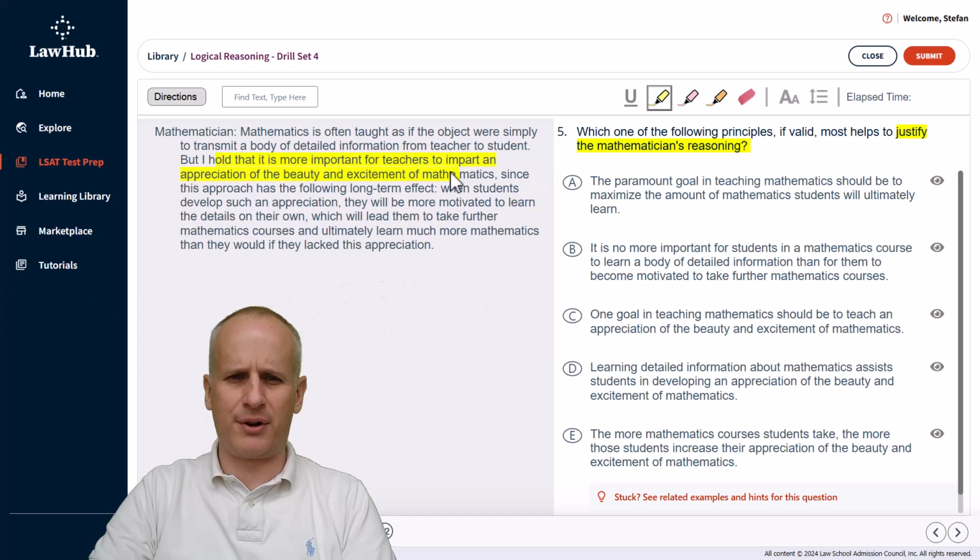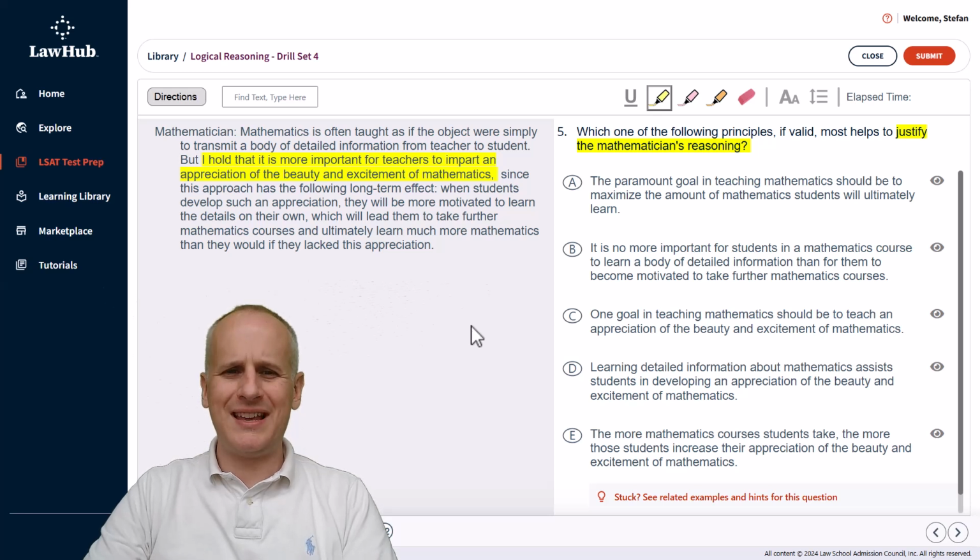So, it shouldn't be that hard to identify the mathematician's conclusion, which is just: I hold that it is more important for teachers to impart an appreciation of the beauty and excitement of mathematics. Now, what you need to be careful of is accidentally highlighting the evidence. When you see the word "since," it almost always is going to indicate a premise supporting a conclusion, so don't highlight the "since" as part of the actual conclusion.